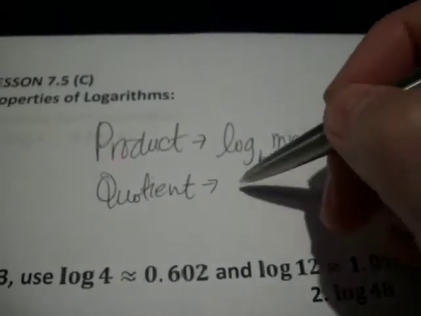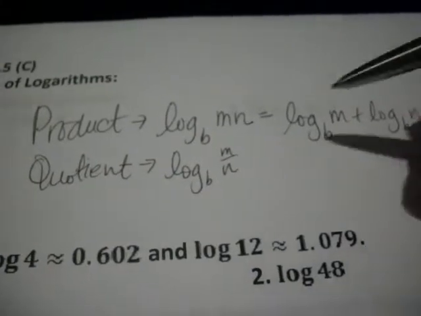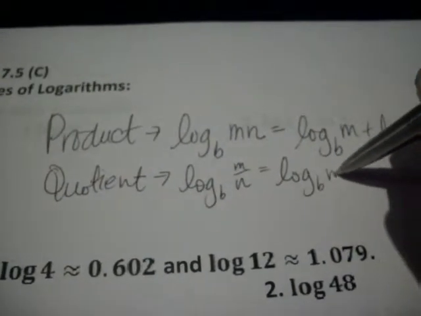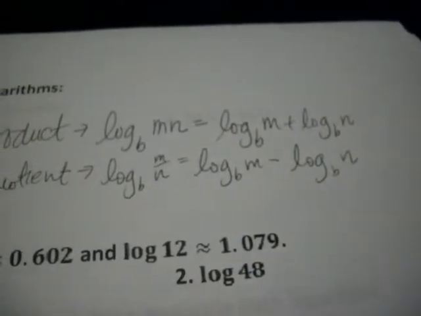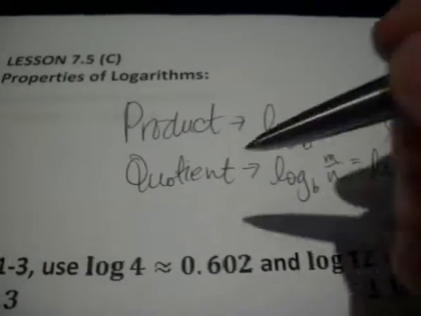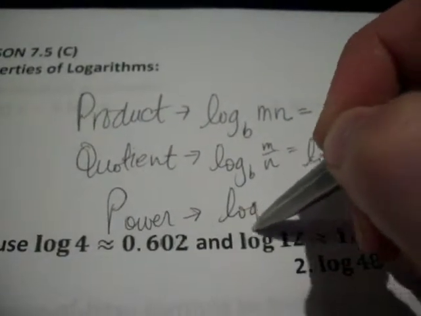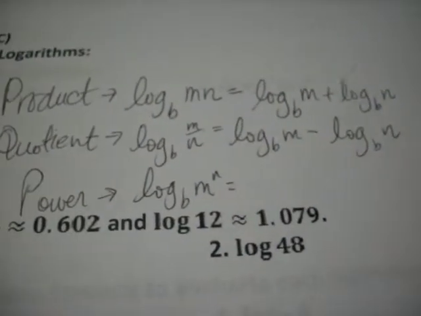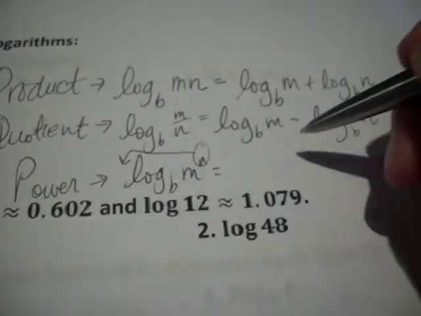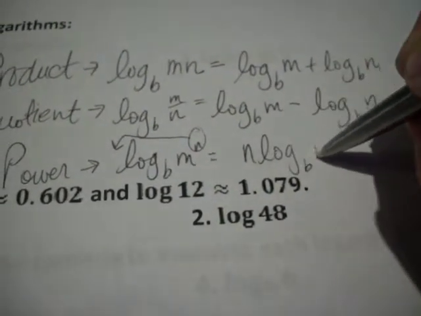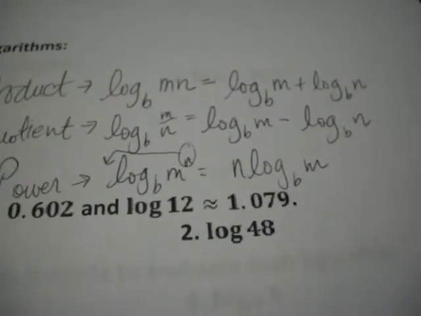The quotient property says that if I have the log base b of m divided by n, then I can separate the m from the n and subtract them. And finally, if I have a power, so that's m to the nth power, I can take that exponent and move it to the front. So it becomes n log base b of m. Those are your three properties.